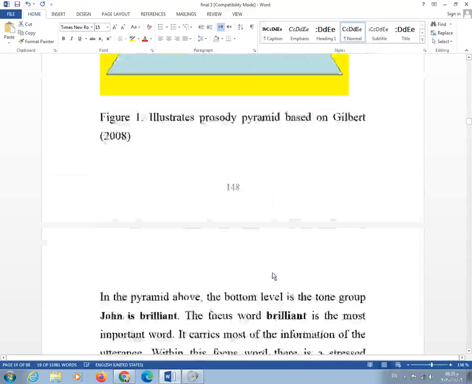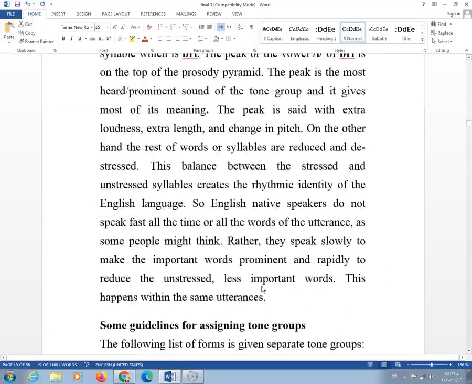And let's move to, yes, and this part also is a commentary on the previous part. Let's talk about something very important here. The balance: there must be some sort of balance between the stressed and unstressed syllables, okay? And this is what creates the rhythmic identity of the English language. So English native speakers do not speak fast. We have an illusion, we say that native speakers of English speak fast. They don't, actually. This is not true, by the way.